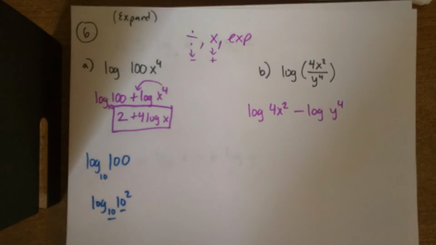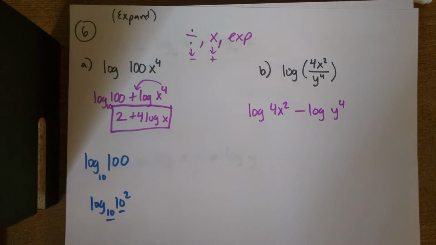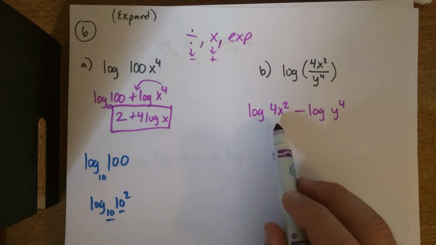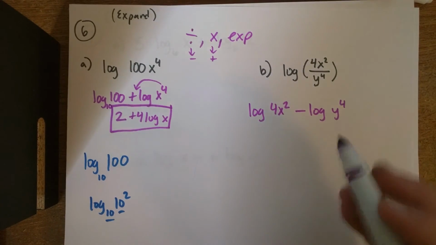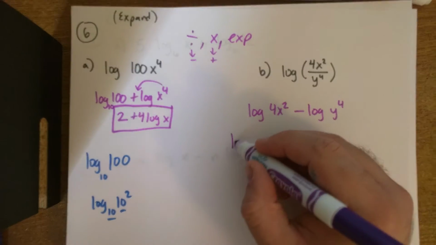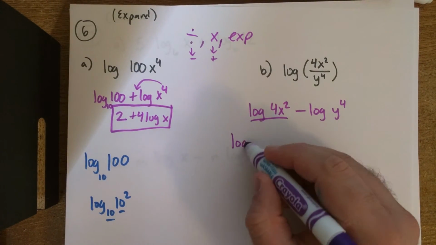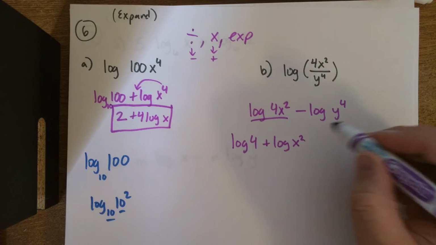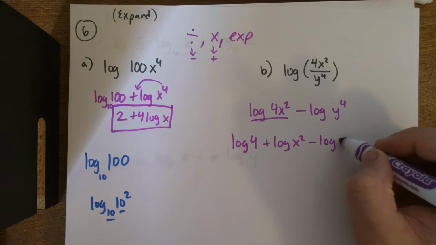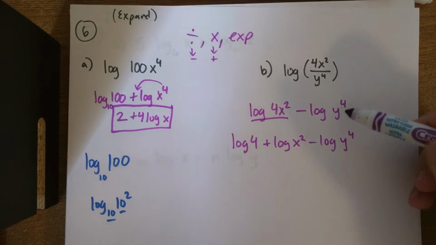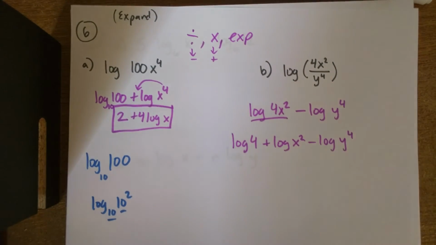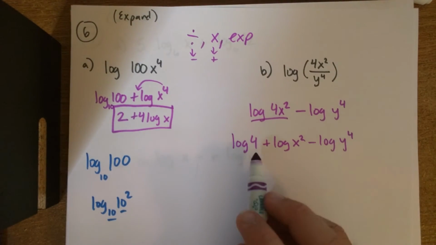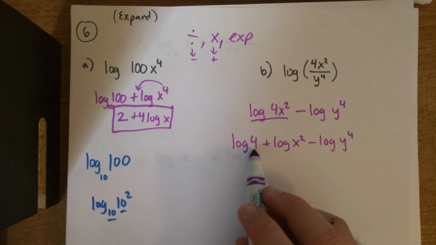So now I have no more division. Now I go to multiplication. I do see 4 times x squared. I'm going to separate this log into log 4 plus log x squared. Then I bring minus log y to the 4 down. So I'm not changing the second log, I'm just bringing it down. And then I look for any exponents. I don't see any here.